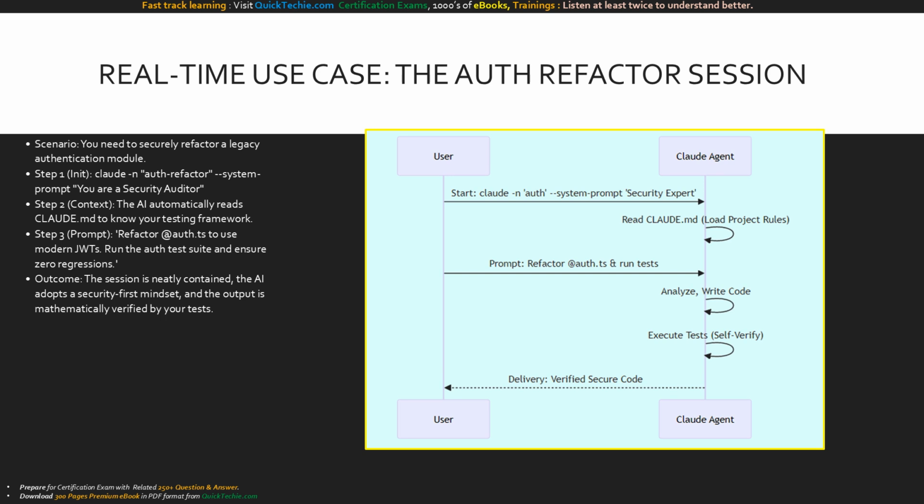This sequence diagram walks through our use case. The user starts the session with a name and a system prompt. Claude immediately reads the CLAUDE.md file. The user then sends the specific prompt. Claude analyzes, writes the code, and then, crucially, executes the tests to self-verify. Finally, it delivers the secure, verified code back to the user.